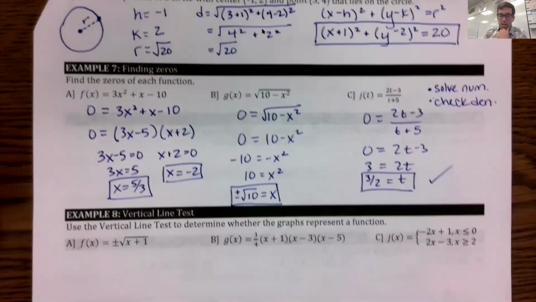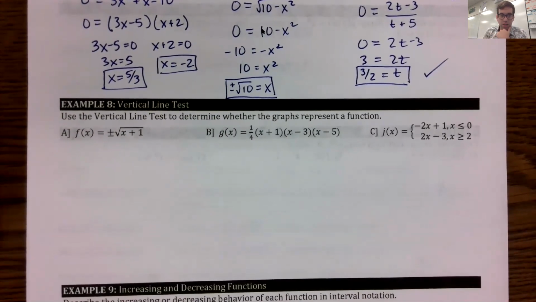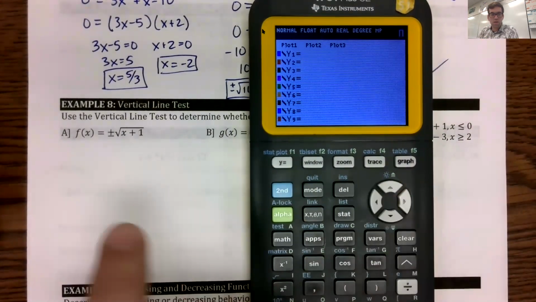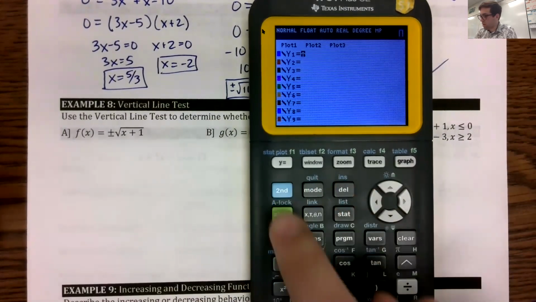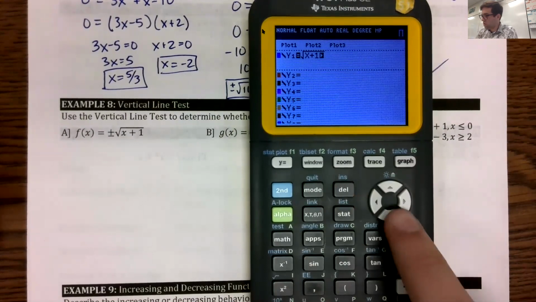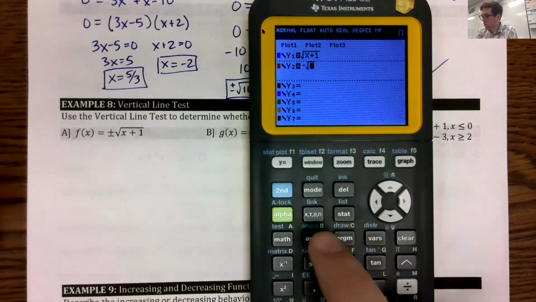Example 8, vertical line test. Use the vertical line test to determine whether the graphs represent a function. Letter A, f of x equals plus or minus root of x plus 1. All right, so we're going to look on our graphing calculator. Now, again, we don't have a plus or minus button, so we're going to have to do this as 2 different functions. Negative square root of x plus 1.